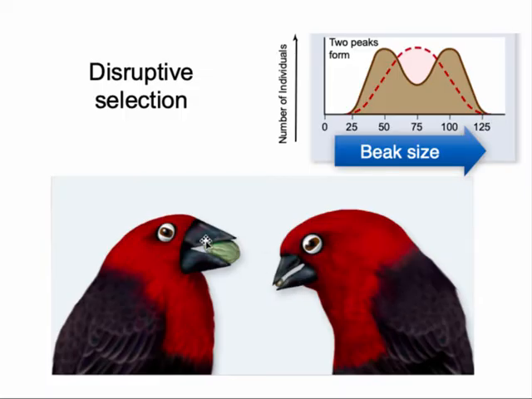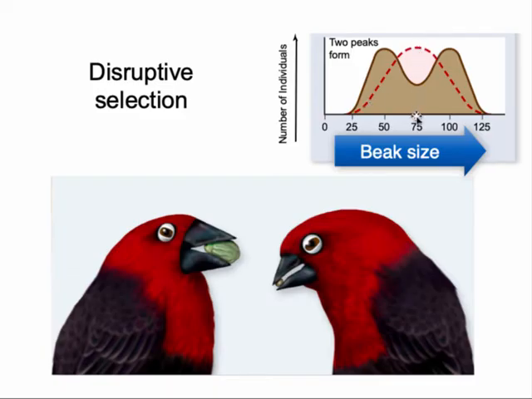These finches have two sizes of beaks. They have large beaks that they can use to manipulate large seeds, or they have small beaks that allow them to manipulate small seeds. The original population that colonized that island probably had a distribution like the one here in pink, where the majority of the organisms had a medium beak size, few had larger beaks, and few had smaller beaks.